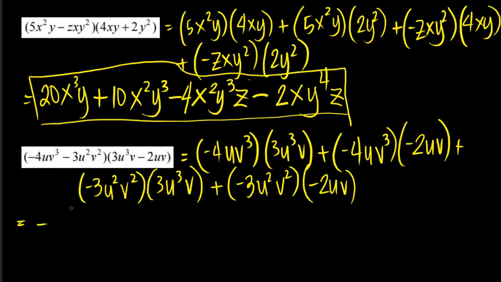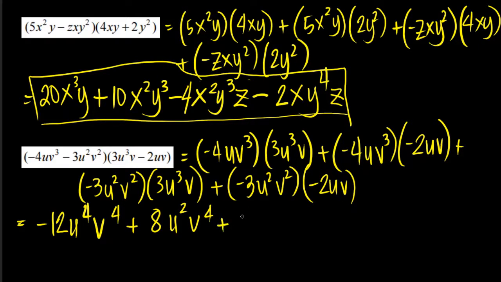Simplifying, we have negative 4 times 3 is negative 12. U, in our alphabet, U comes first. So, we have 1 and 3, that's 4. V to the 4th. Next, negative 4 and negative 2, that will be positive. So, plus 8 U squared V, we have 3 and 1, to the 4th. Plus, okay, negative 3 and 3, so it will be negative. Negative 9 U to the 5th V cube. And next, we have negative 3 and negative 2, it will be positive, 6 U cube V cube.